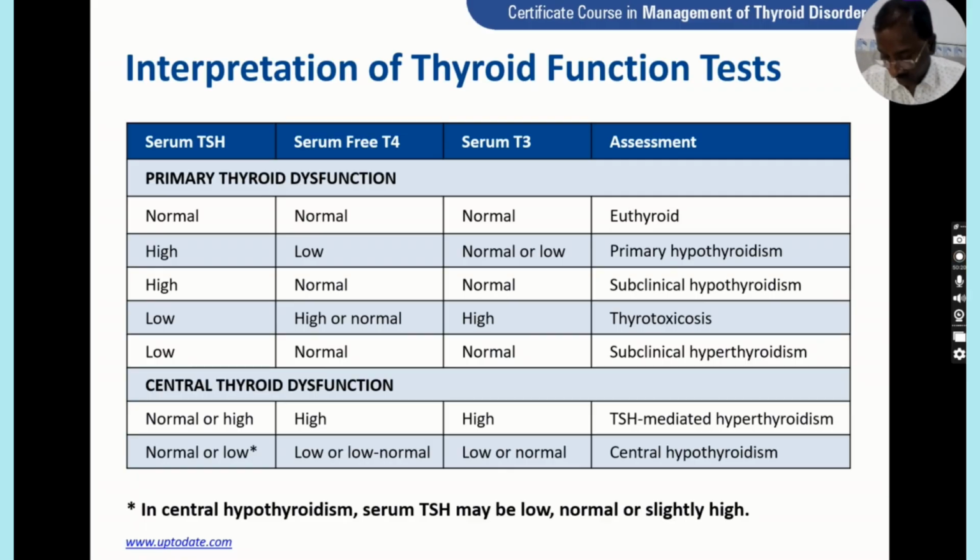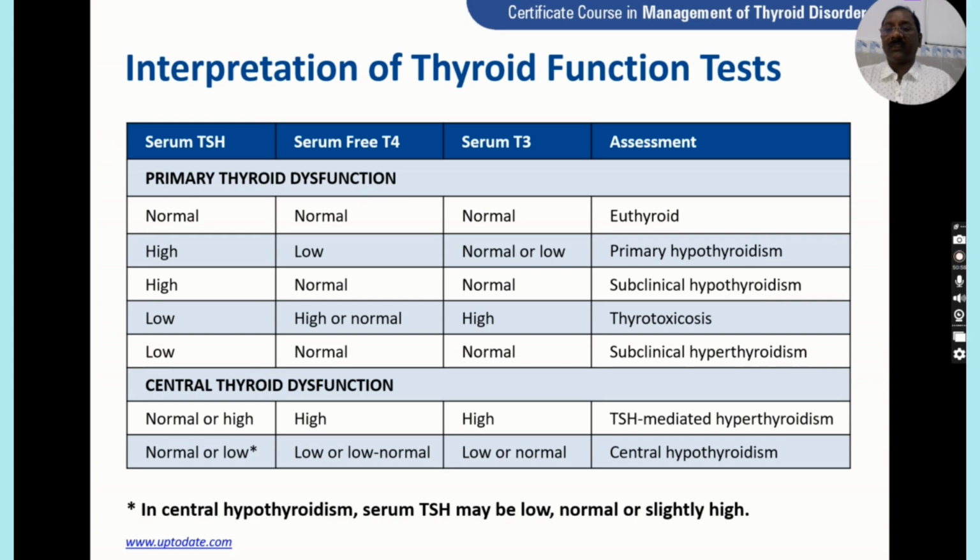Sometimes you see cases of central thyroid dysfunction. You see normal or high TSH. If you check the TSH alone, it could be normal only. But what are the T4 and the T3? They are very, very high. So that is the diagnosis: TSH-mediated hyperthyroidism, a central defect. So you have to get an MRI of your pituitary gland, hypothalamus, etc. And sometimes you may subject the patient to surgery also.